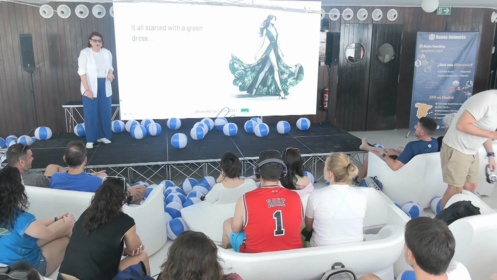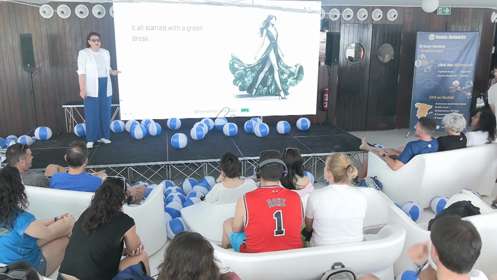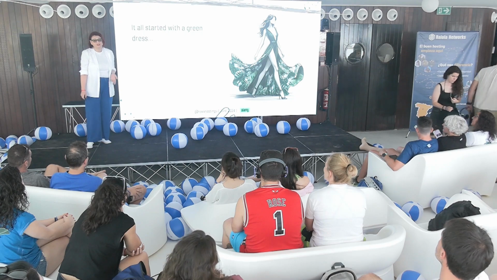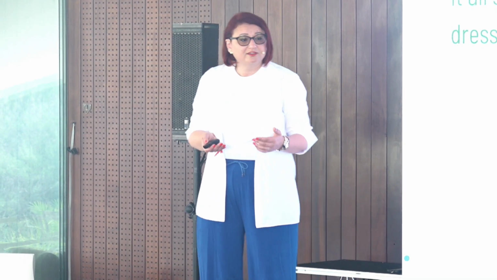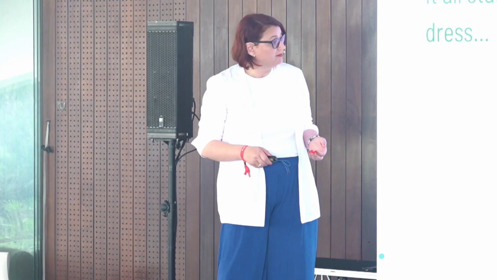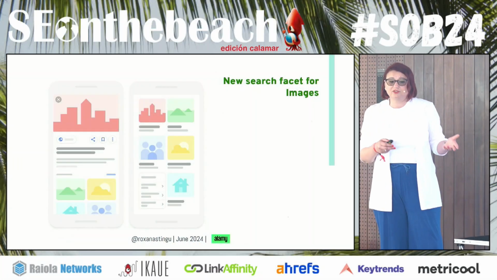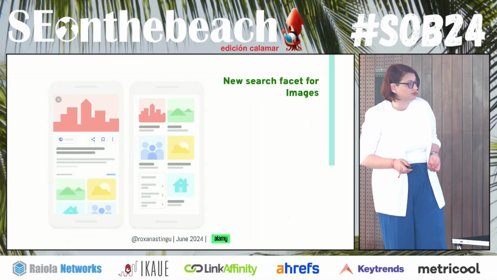Image search only got to exist because Jennifer Lopez wore this outrageous Versace dress in the year 2000 something at some awards. And the internet just went mad. Everybody went online to find this dress. Sergey and Larry, the Google founders, understood that people wanted to see an image, not a website. So they created image search as a separate search facet in their search engine.